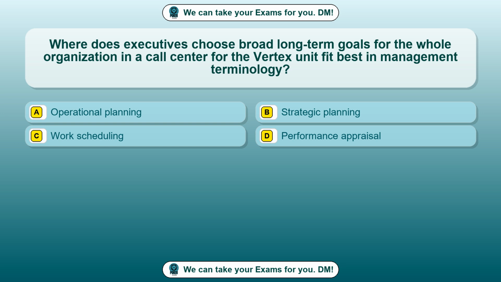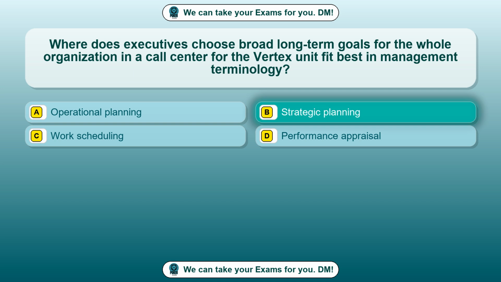Question 56. Where does executives choosing broad long-term goals for the whole organization in a call center for the Vertex unit fit best in management terminology? Option A, operational planning. Option B, strategic planning. Option C, work scheduling. Option D, performance appraisal. The correct answer is option B, strategic planning.